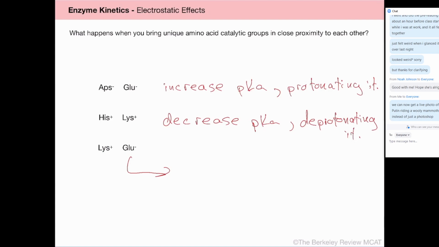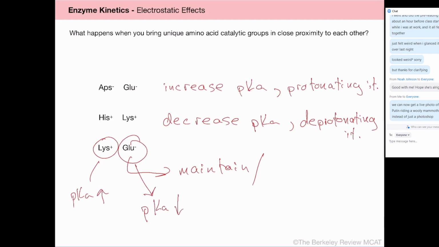And this one will push the pKa's to the other extremes. So it'll maintain, slash, the positively charged one will decrease. You got that? So they'll actually act in complement to each other. So this one's pKa will increase, and this one's, the positive charge, the pKa will increase, negative charge, the pKa will decrease, because that's more energetically favorable.